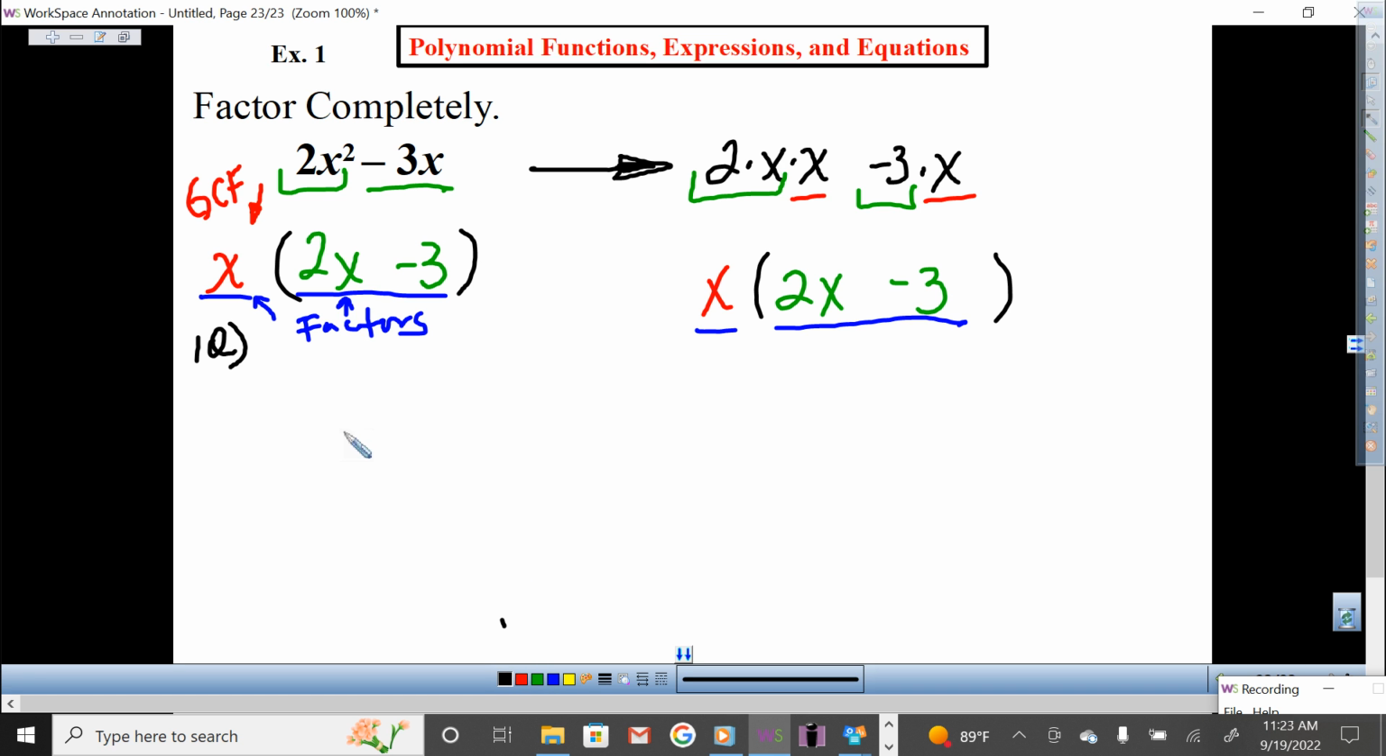Example Q. Let's do 6a to the 4th minus 9a to the 3rd.